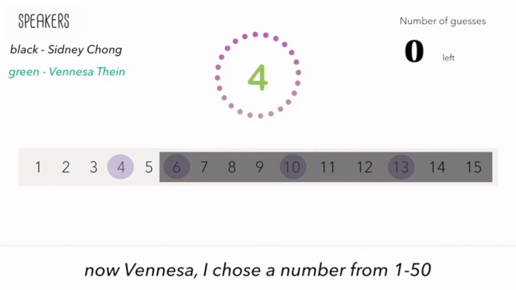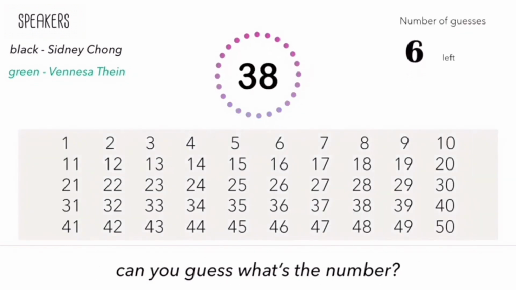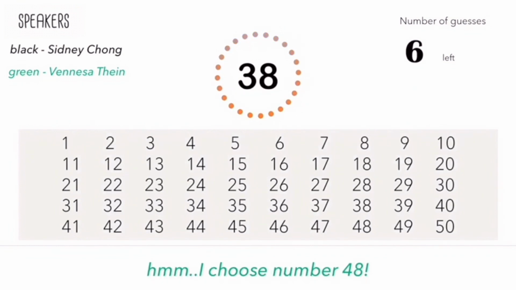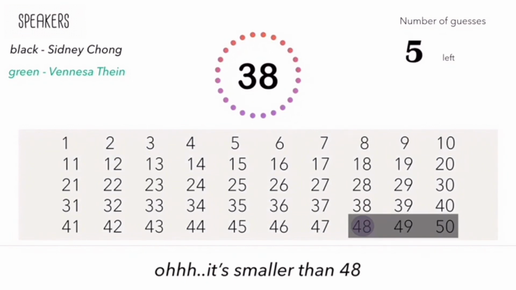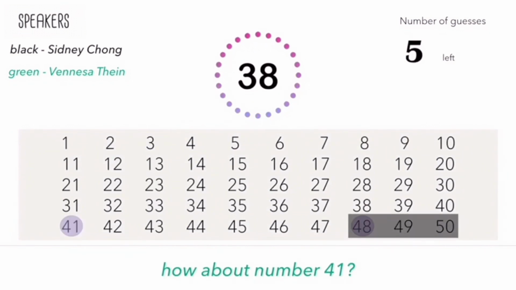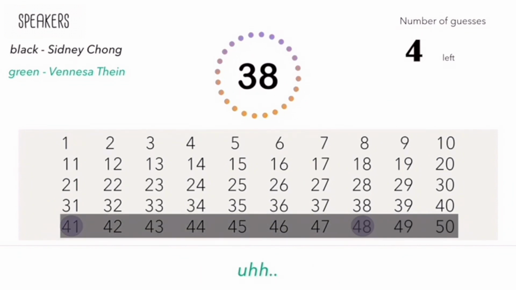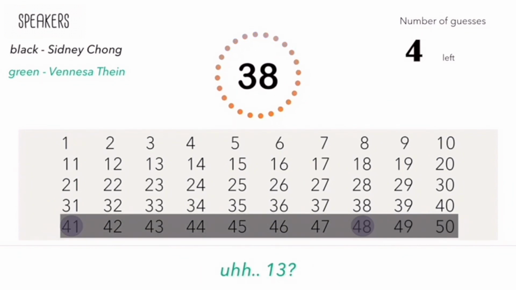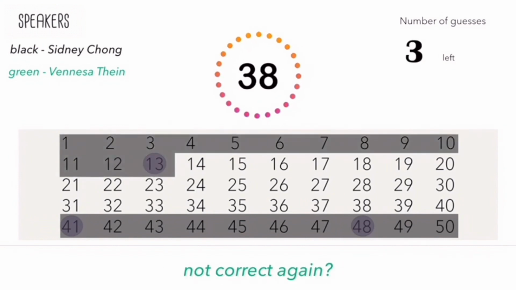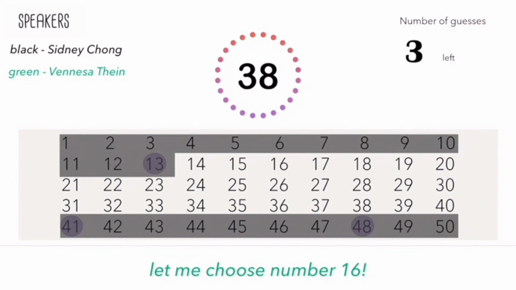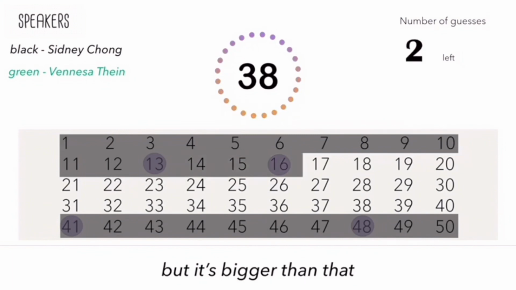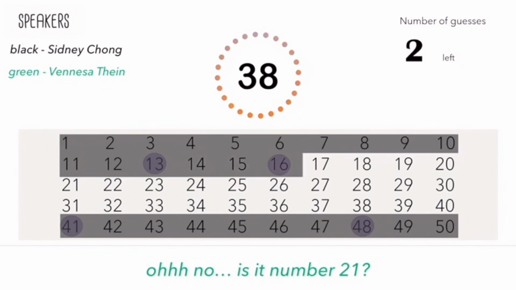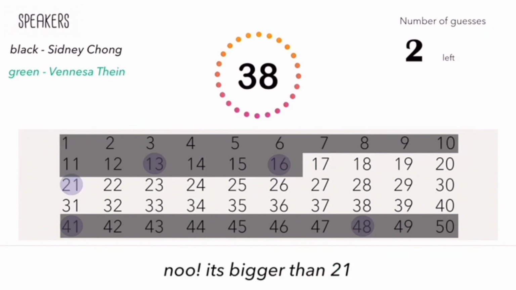Now, Vanessa, I chose a number from 1 to 50. Can you guess what's the number? I choose number 48. Oh, it's smaller than 48. How about number 41? It's smaller than that too. 13? Bigger than 13. Not correct again. Let me choose number 16. Oh, it's not 16 either, but it's bigger than that. Oh no, is it number 21? No, it's bigger than 21.